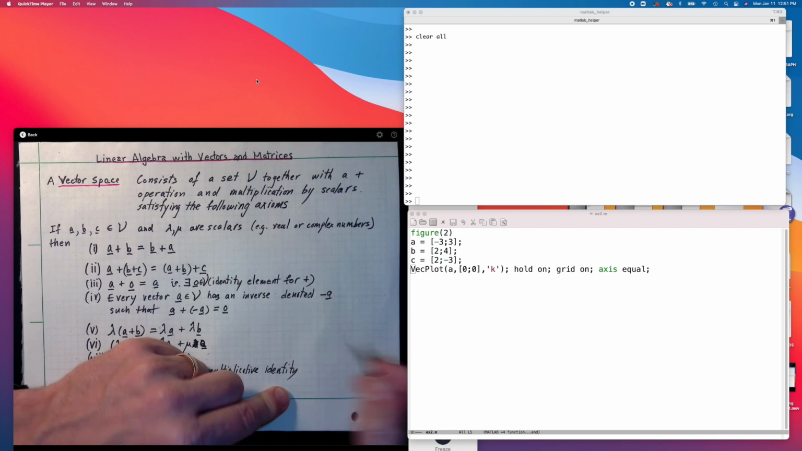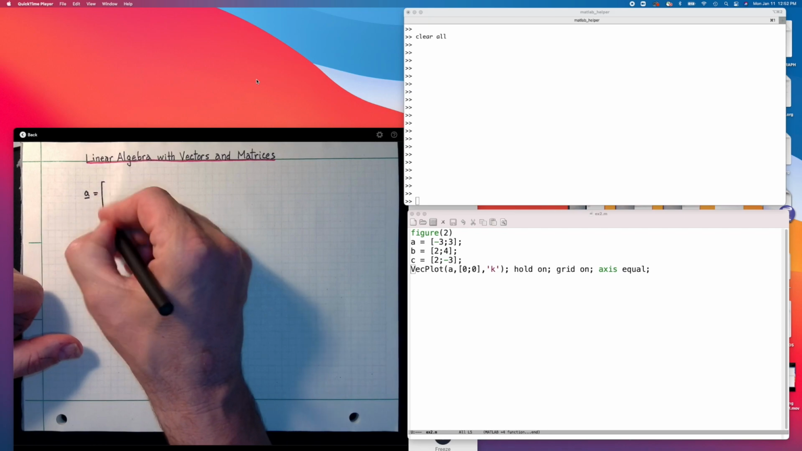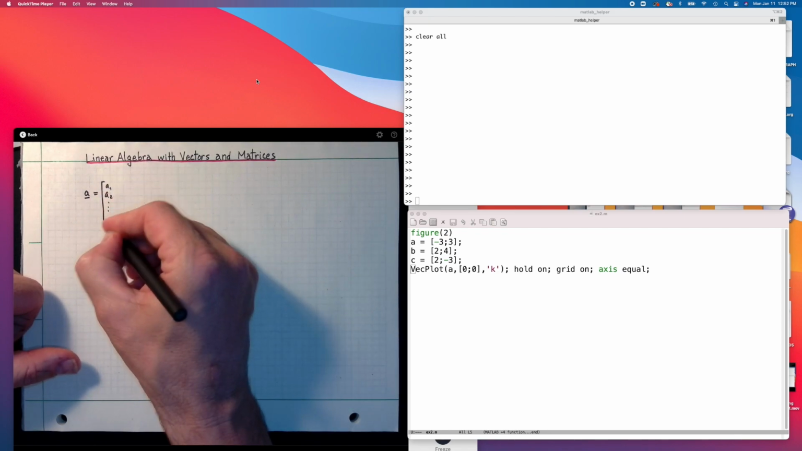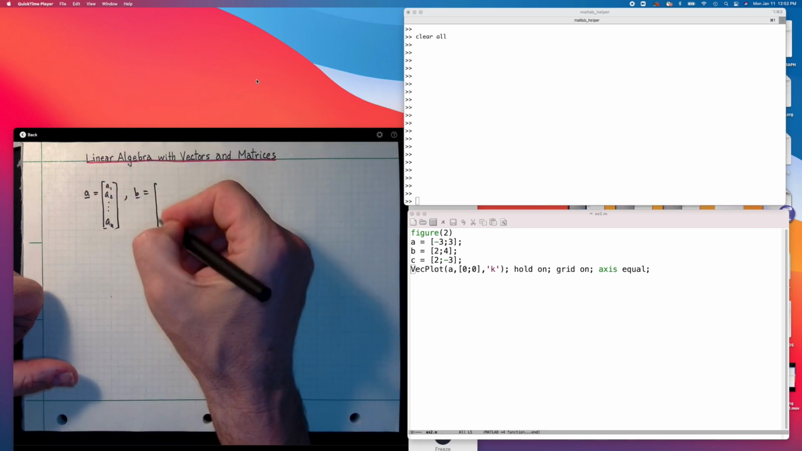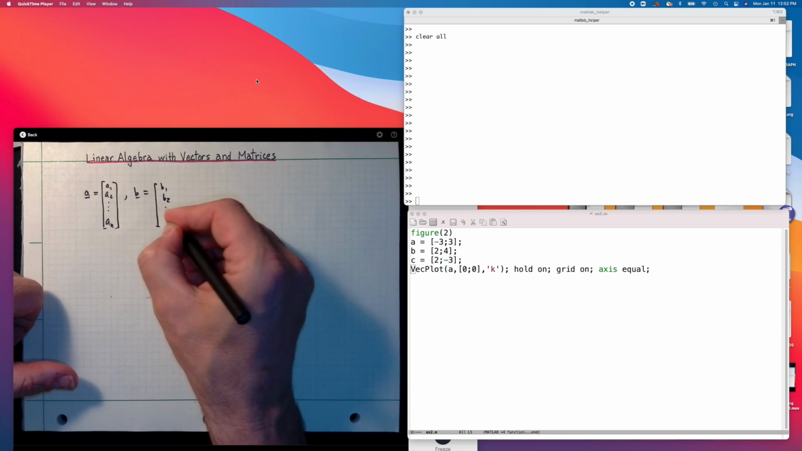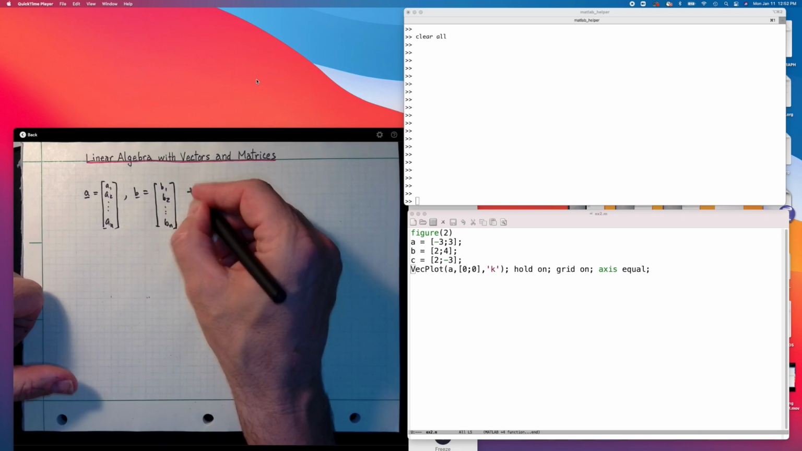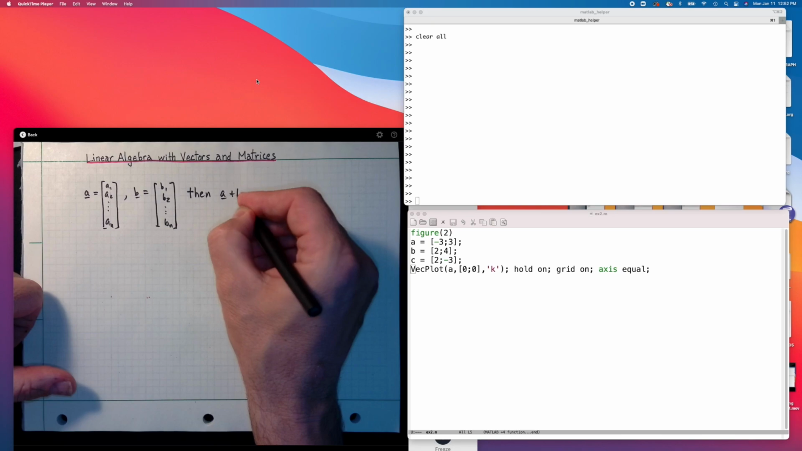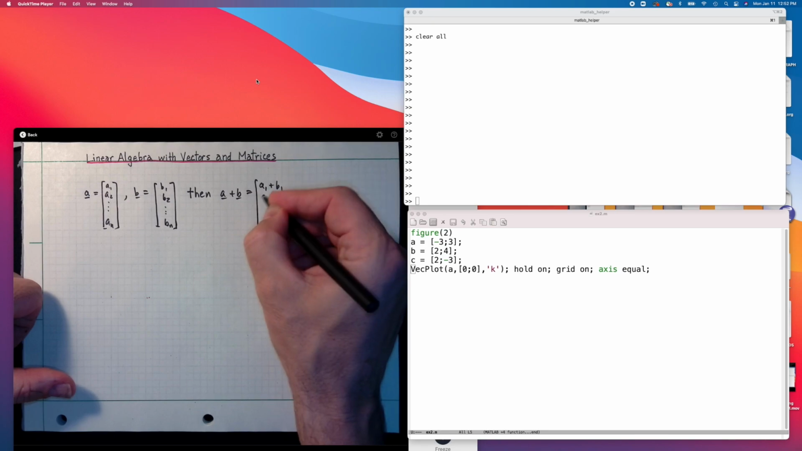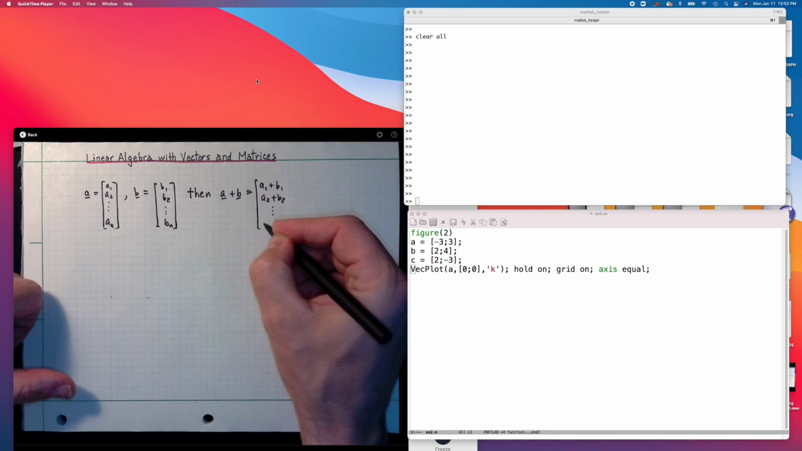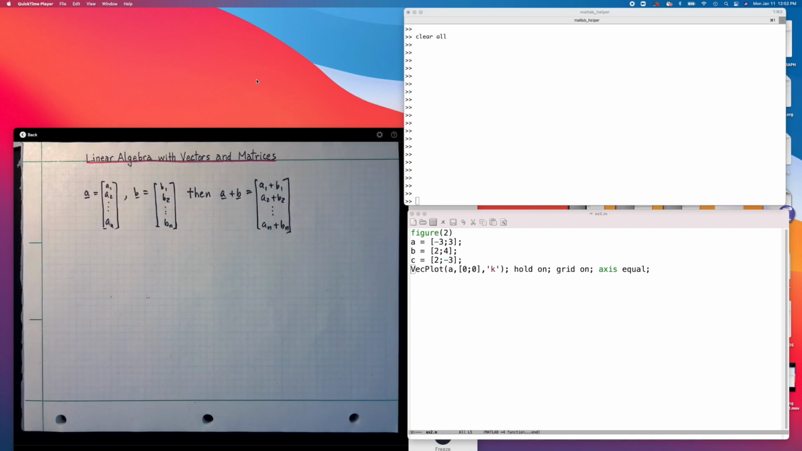If I have 2 vectors, A defined as A1, A2, to Am, and a vector B given by B1, B2, up to Bm, then the addition A plus B, the way it's done in MATLAB, is A1 plus B1, A2 plus B2, all the way down to Am plus Bm. So this is the way we do the addition. We just add the components of the vectors.